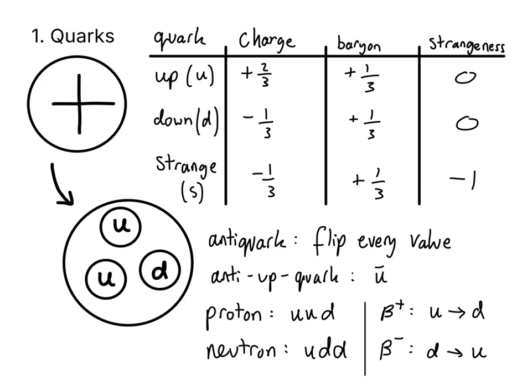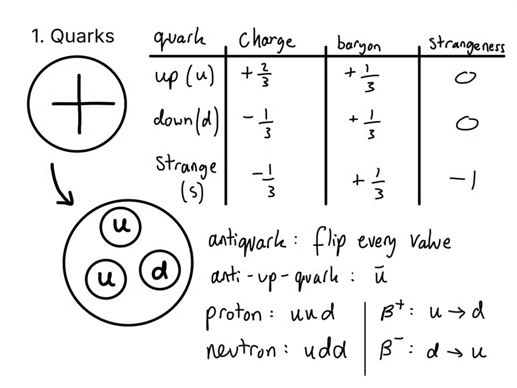Here are the numbers that you have to know. Up has charge plus 2/3, down and strange both have minus 1/3. All 3 quarks have a baryon number, which we can think of as being like the mass number, of plus 1/3. And strangeness is the odd one out. It's 0 for up and down quarks, but minus 1 for a strange quark. For any anti-quark, you simply flip the sign of every value, including the mass.